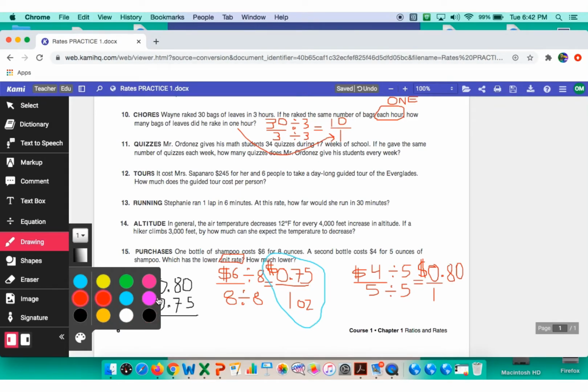All right, so you're going to have to borrow a little bit here. You can probably do this in your head. But you're going to get 5 cents as your answer. So it's lower by 5 cents. Don't forget to bring down the decimal point.